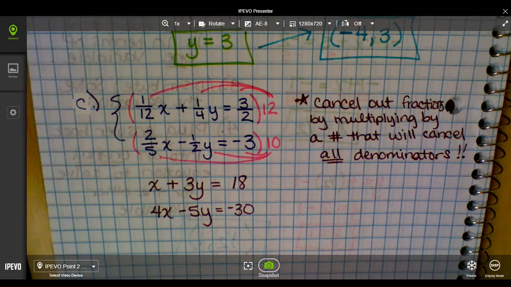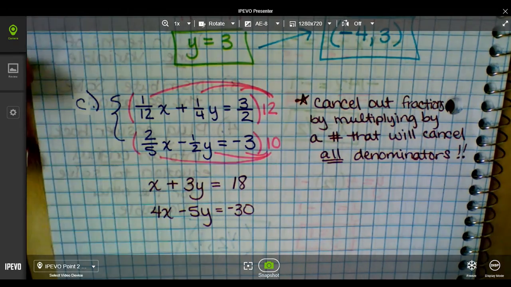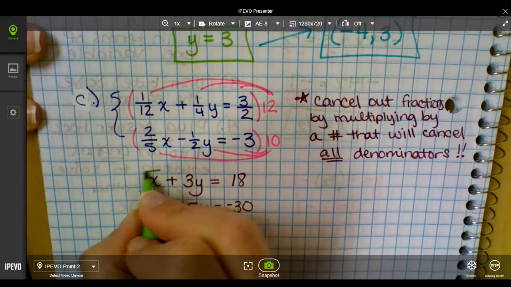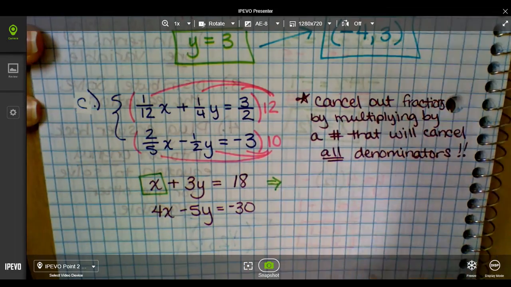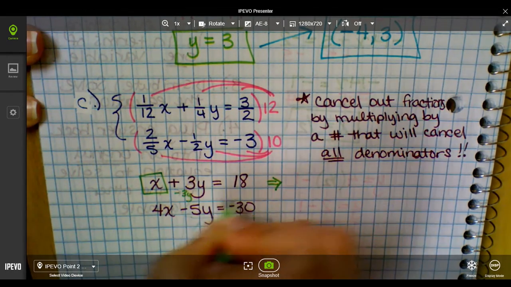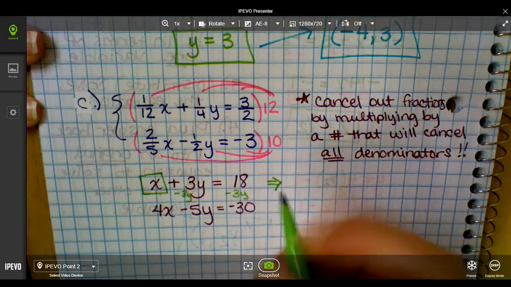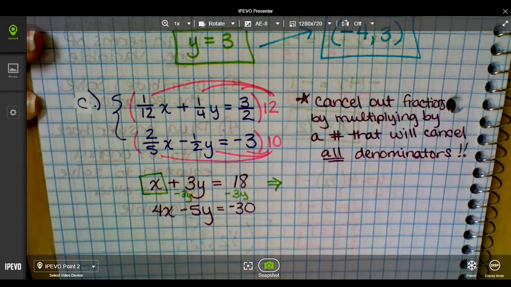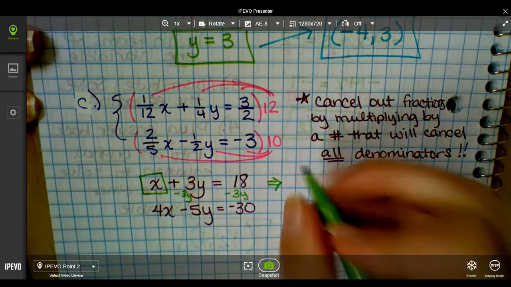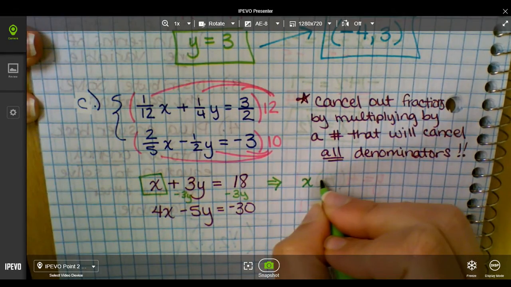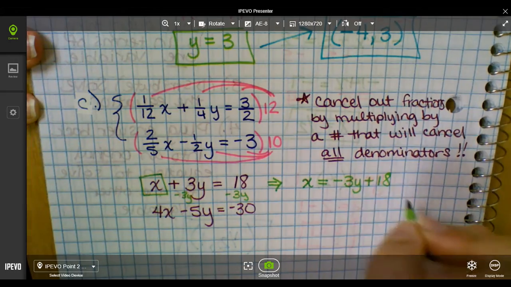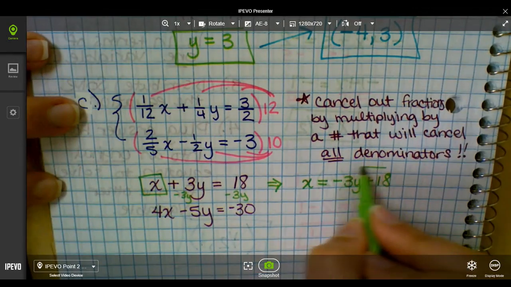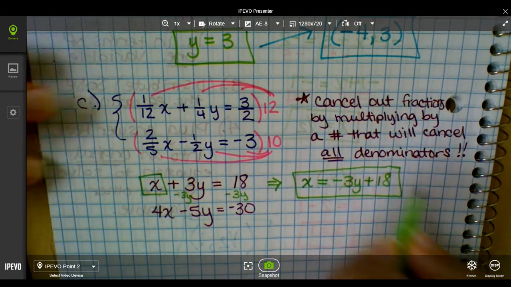So now no more fractions. This is just a regular problem. I have to now find my loner variable. So now this x has a coefficient of 1. So I'm going to subtract the 3y over. And again, I know at least half of you, when we practice this tomorrow, you're not going to subtract that over, and that's going to throw your whole problem off. So make sure you're really starting to look out for that. x equals -3y plus 18. So I solved for my loner variable.